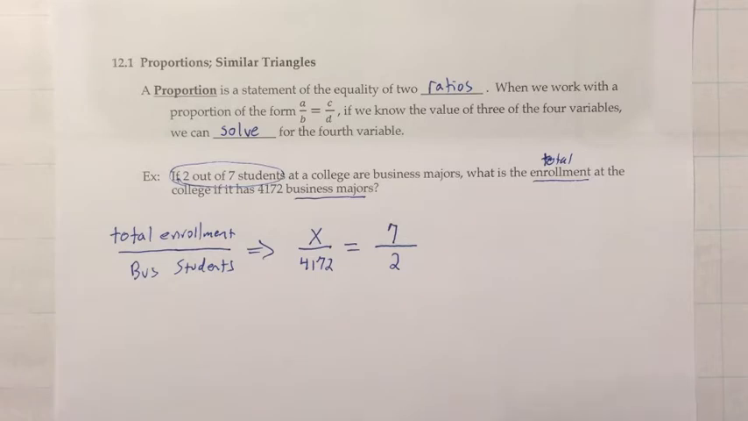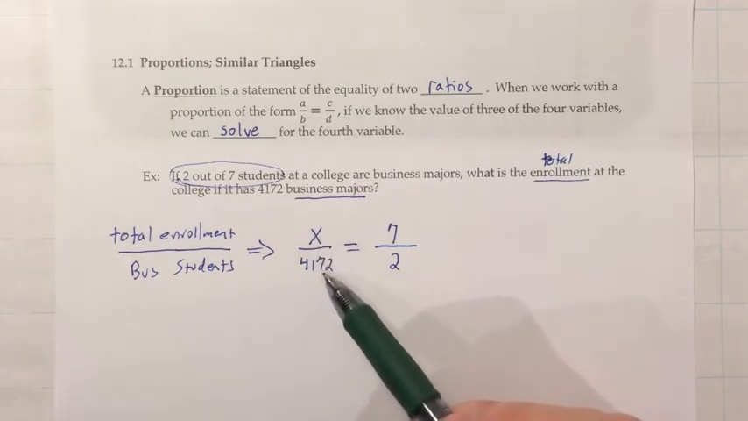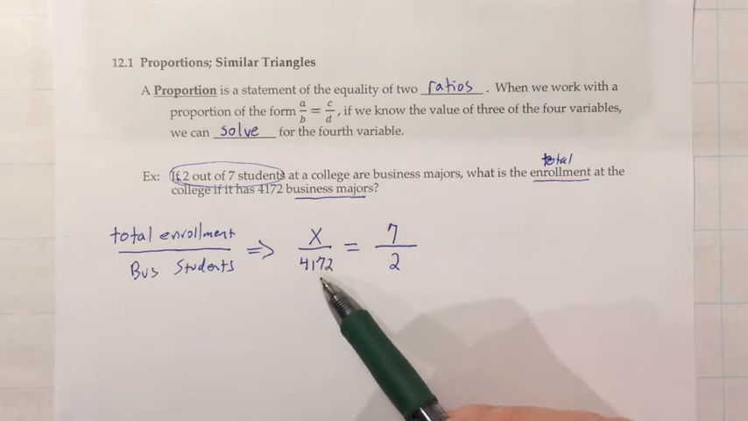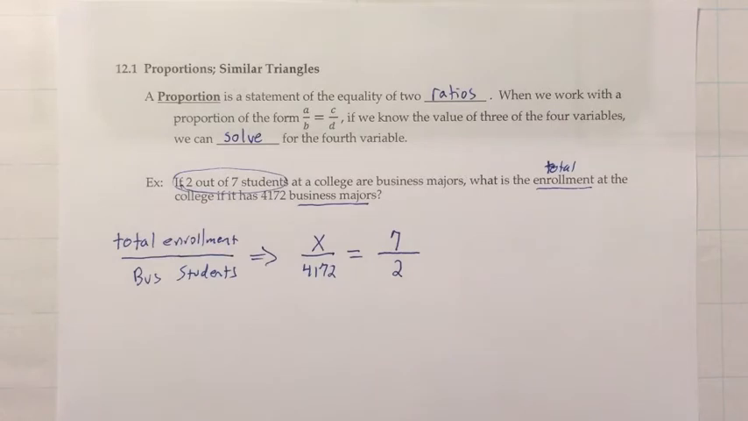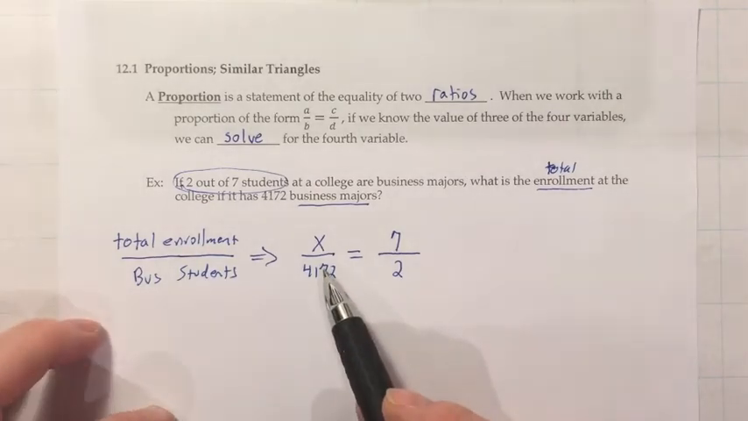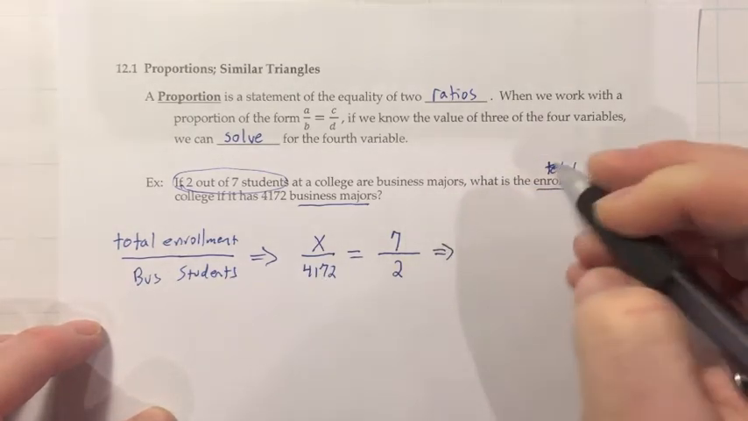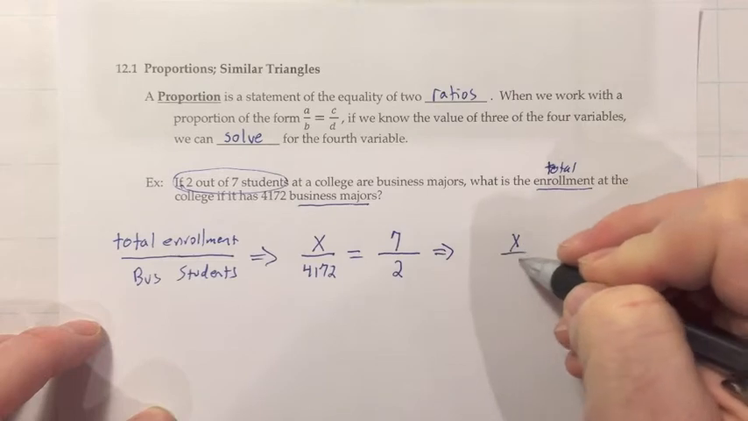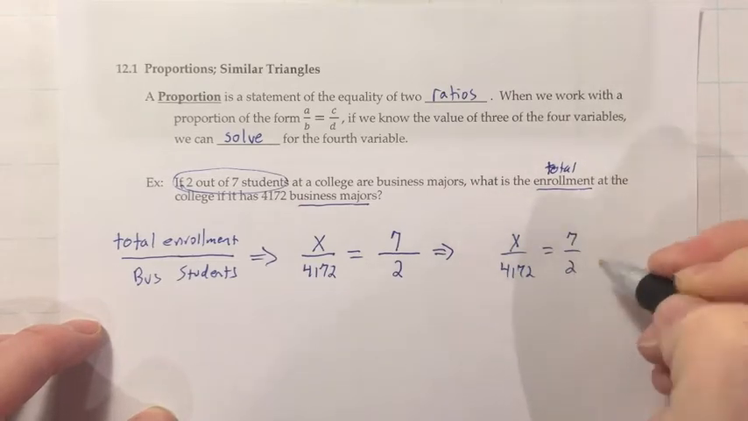So if you think about this, we should be able to solve for x in one step because x is connected with only one other number, 4172. So if we think about how it's connected, we can just do the opposite of that connection to solve for x. So what I'm going to argue here is that the connection is division, so we should be able to get rid of it by multiplication. Let me write a new copy of this over here. So we have x over 4172 equals 7 over 2.